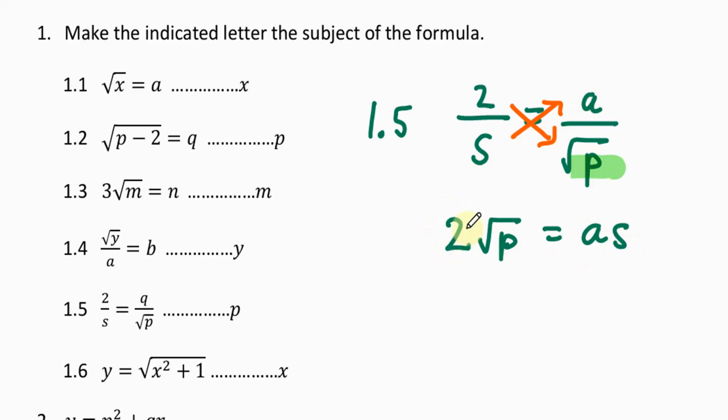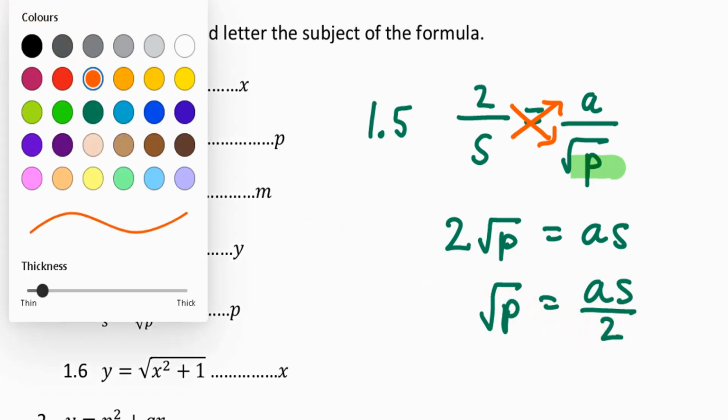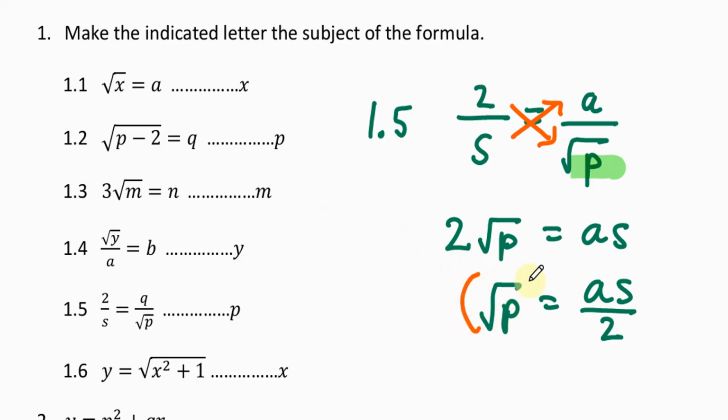Now we can get rid of the 2 on the left-hand side. And since we are multiplying by 2 on the left-hand side, we can divide by it on the right-hand side. Then finally, we want to get rid of the square root on the left-hand side, and we simply square both sides.